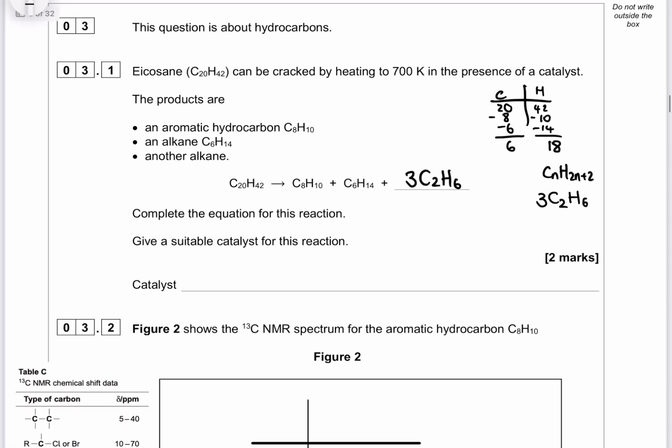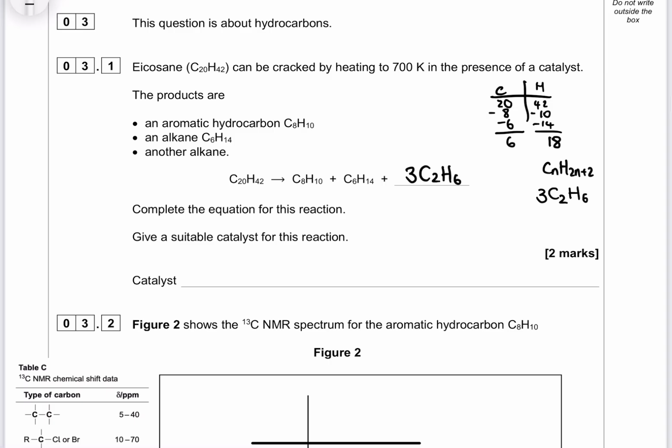It says, give a suitable catalyst for this reaction. There are a number of answers that you can give, but the one that I like to give straight from the specification is zeolite. When I'm teaching my students about cracking, we've got thermal cracking at a high temperature and a high pressure, and catalytic cracking at high temperature, a slight pressure, and in the presence of a zeolite catalyst. If you say that high slight zeolite, it might help you remember because it kind of rhymes. Catalytic cracking, high slight zeolite.